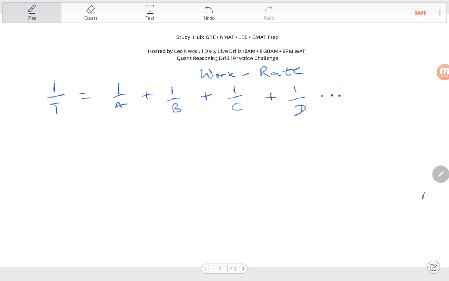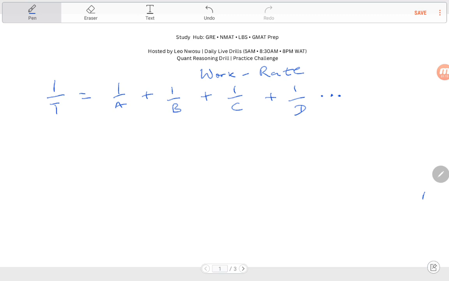Assuming some of them are working in opposite directions, those ones in the opposite direction will be assigned a negative sign. So A is the time it will take A alone, working alone, to complete the task, same as B, same as C, same as D.